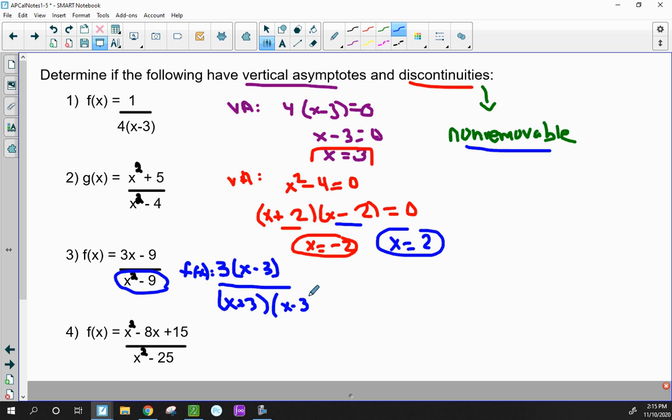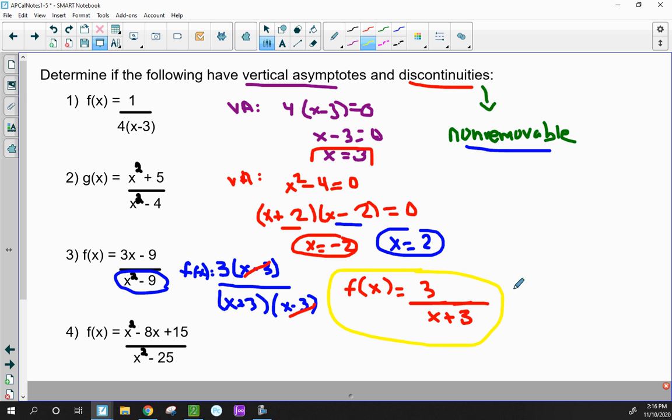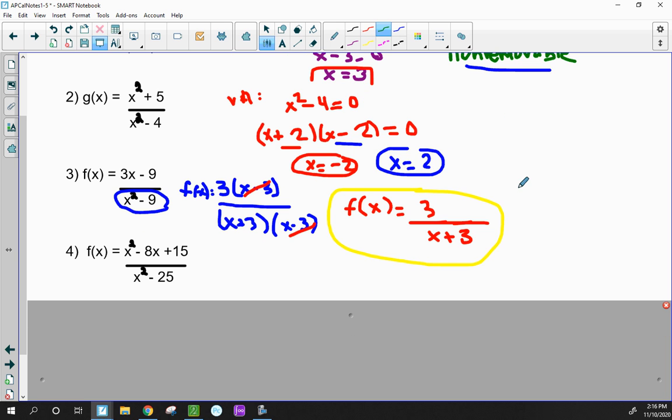And looks like my binomial factor, x minus 3, is going to cancel nicely for me. And so my new equation set up is going to be f of x is equal to 3 divided by x plus 3. Just based on my new simplified equation for example 3, I have a couple different things going on. I actually do have a hole in this one because I just canceled a factor with x. The hole again occurs whatever factor you canceled, you set it equal to 0, and you solve. So very easy. There is a hole at x is 3.